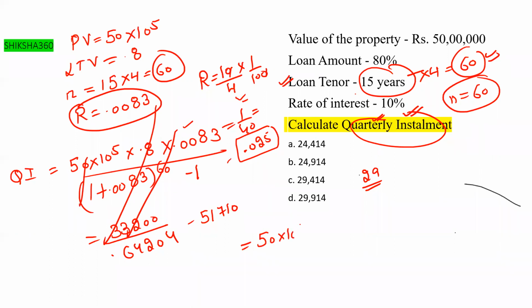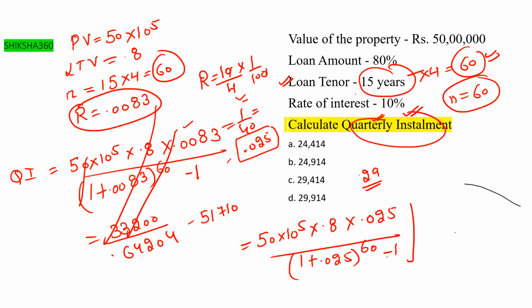50 into 10 raised to power 5 into 0.8 into 0.025 upon 1 plus 0.025 power 60 minus 1. Please tell fast. This is the correct one. As I do not have any written solution in my hands, I have to solve it in front of you. That's why sometimes we make mistakes. So we have to calculate the quarterly installment. Please calculate fast.